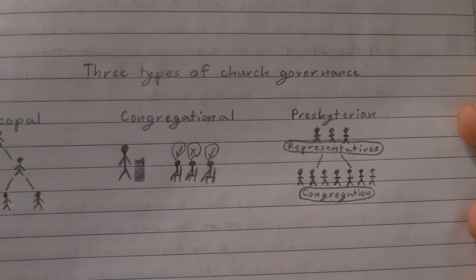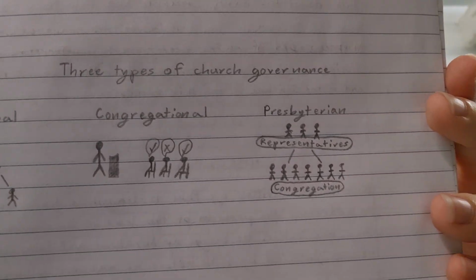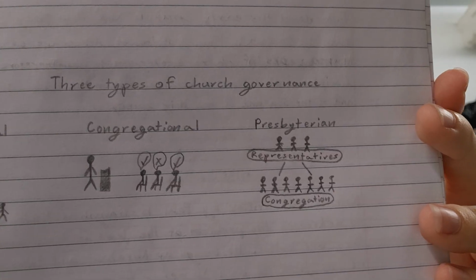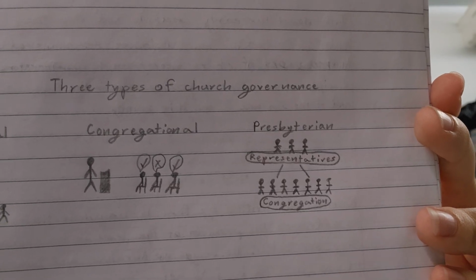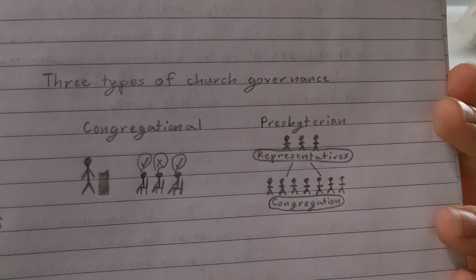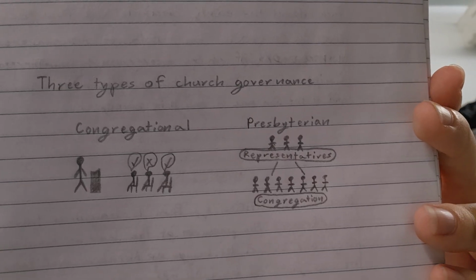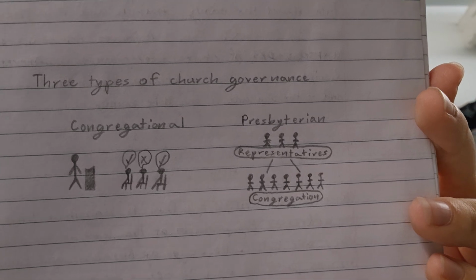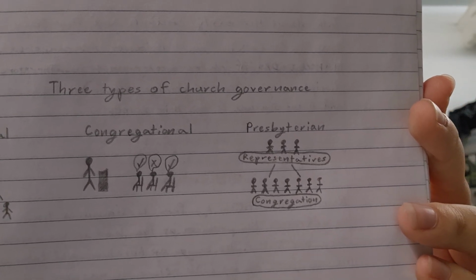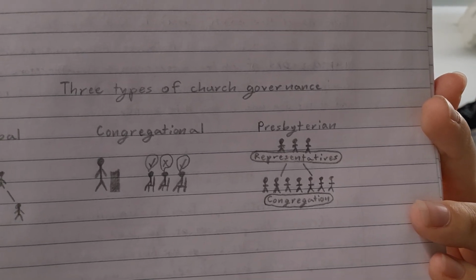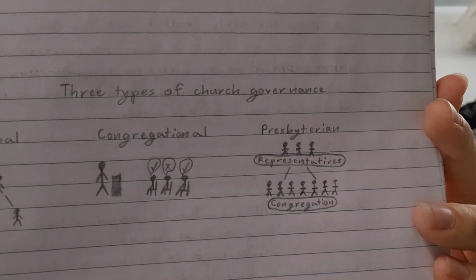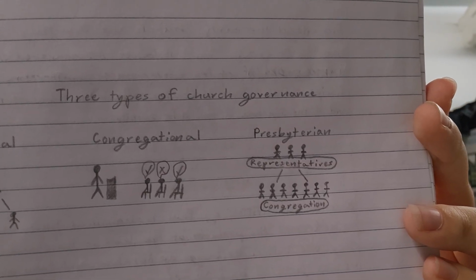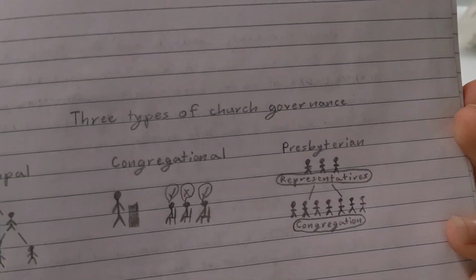The last one is Presbyterian. In a Presbyterian church, the congregation elects representatives, and the representatives make decisions on the congregation's behalf. The problem with this, however, is that the congregation can become resentful of the representatives because they don't like the decisions that the representatives are making on their behalf. So those are what you've got to look out for in those types of structures.